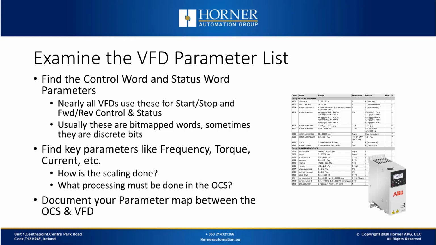You're also going to want to look at how those parameters are scaled. So let's talk about motor frequency. You'll find variations between manufacturers in how motor frequency is reported. Some manufacturers report in 1/10 of a hertz, some in a 100th of a hertz, and others in different ways. Scaling information is critical so that you can ensure the data that you're reading and writing between the OCS and the drive is accurate. If there's any processing that has to happen, you're going to want to make a note of it. Once again, document the key parameters that you want to work with and that you want to map permanently between the OCS and the drive, and those that you want to access on an occasional basis.